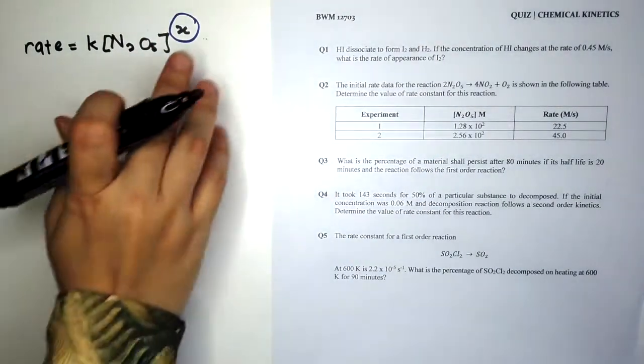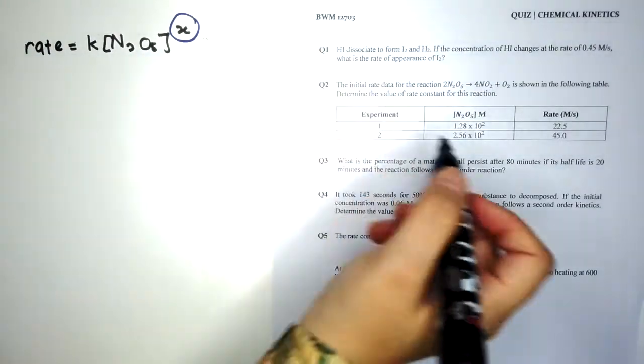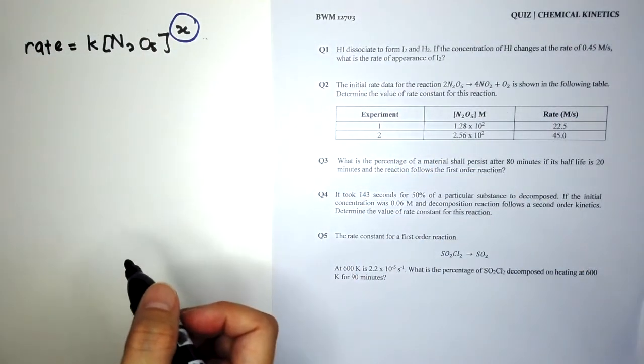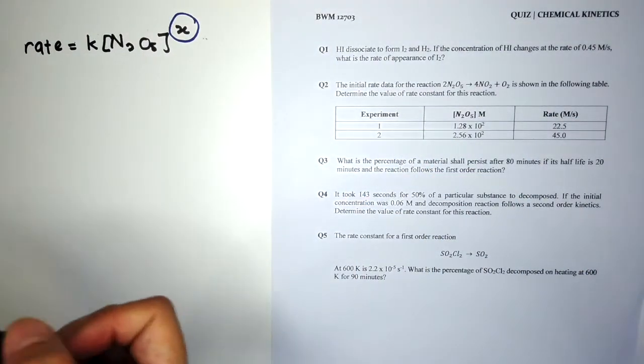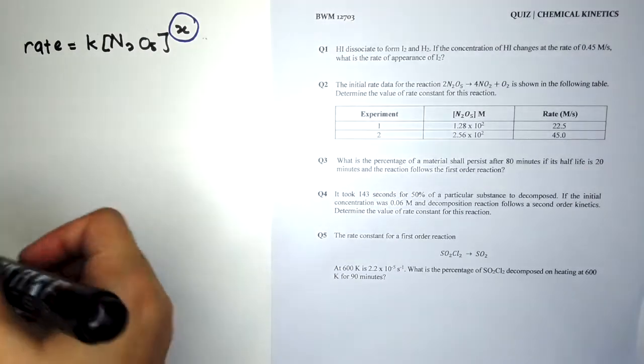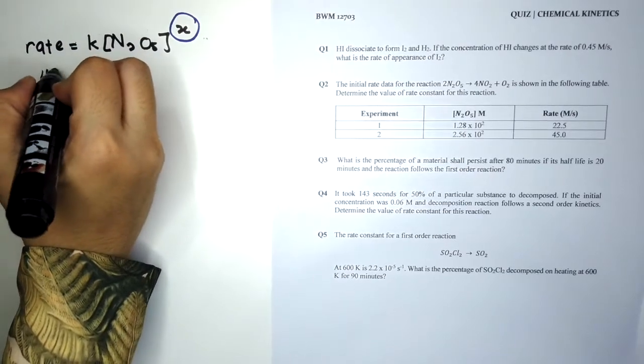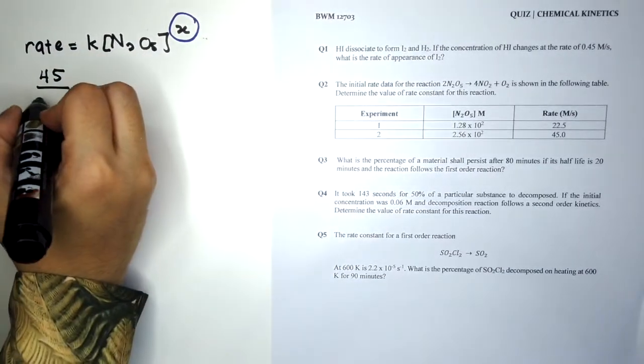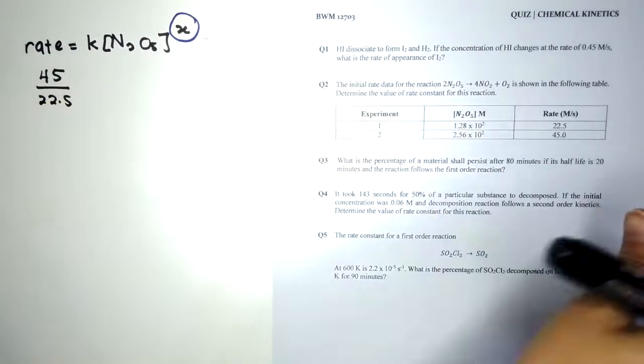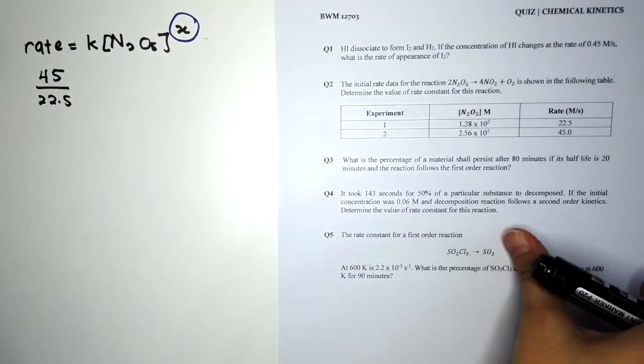In order for you to find this value of x, you need to use the information given here. Usually I use the bigger number divided by the smaller number. So 45 divided by 22.5, so it's the rate, right?